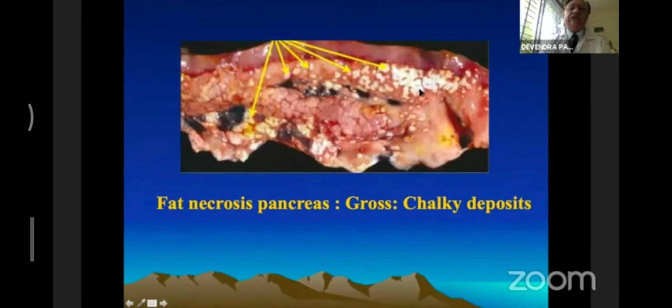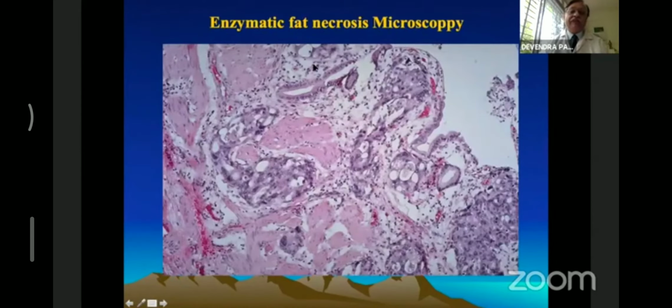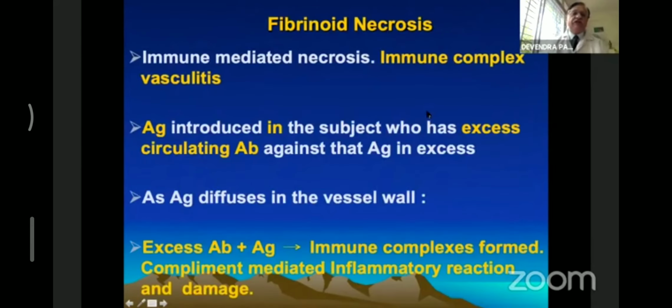Chalk is what? Calcium carbonate. So here we see the chalky deposits which are there. Microscopically, we see the ghost cells of the fat cells. Along with that, we see this basophilic deposition, which are the calcium salts which are deposited.